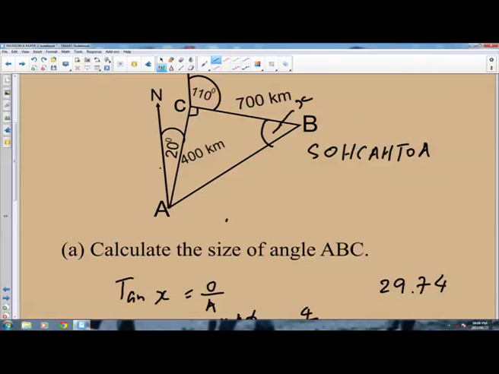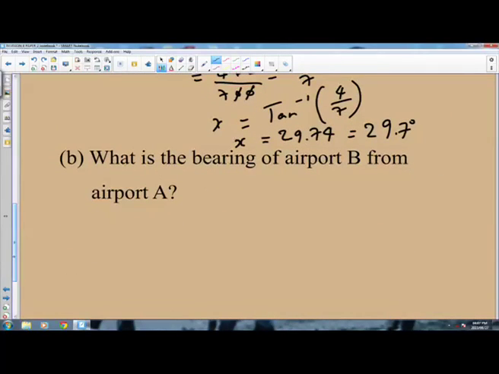We are to find the whole of this angle here. We have 20 here, so we are left with the angle here. But remember, angle x is given as 29.7 degrees. And the sign here is saying we have the angle at C as 90 degrees. So to find the angle at A in the triangle ABC, we simply add 90 and 29.7, then subtract from 180.